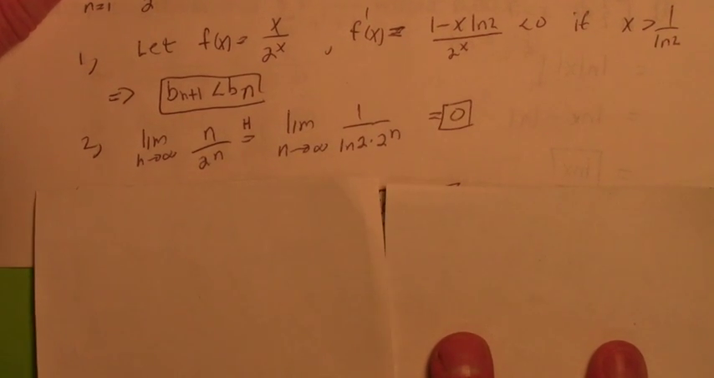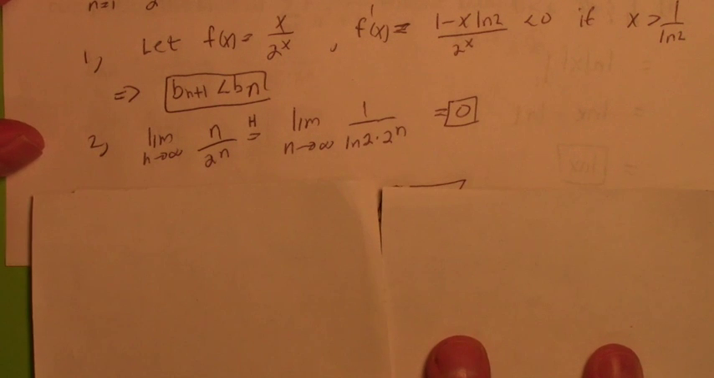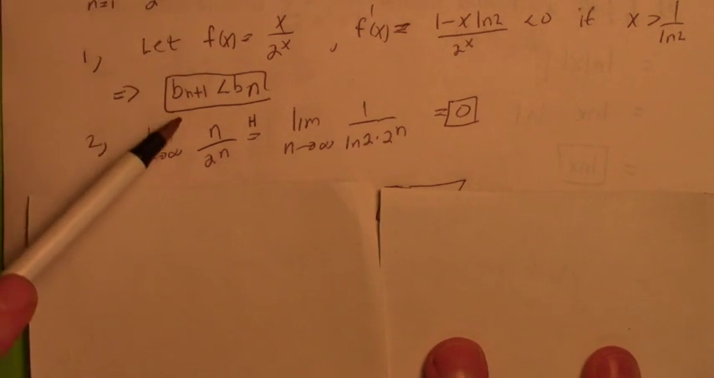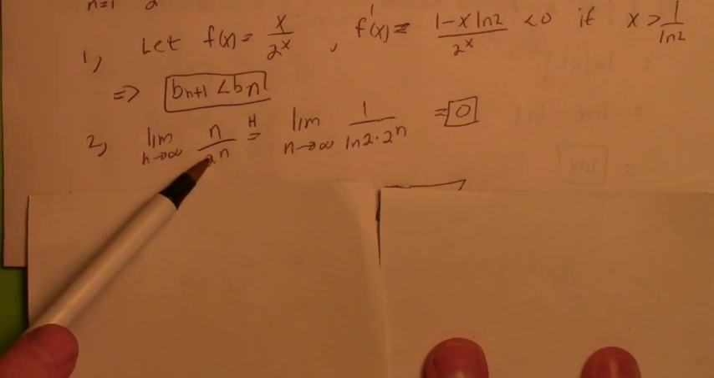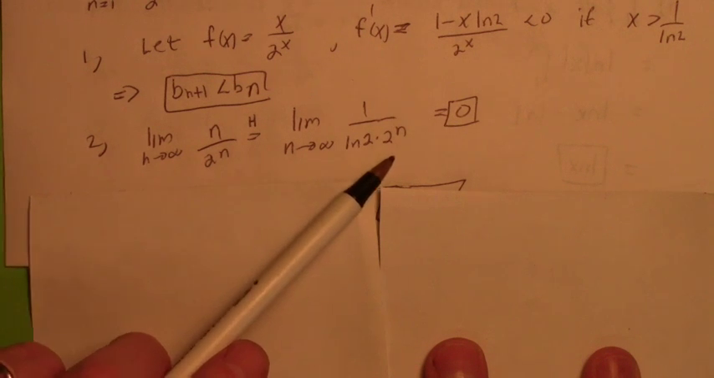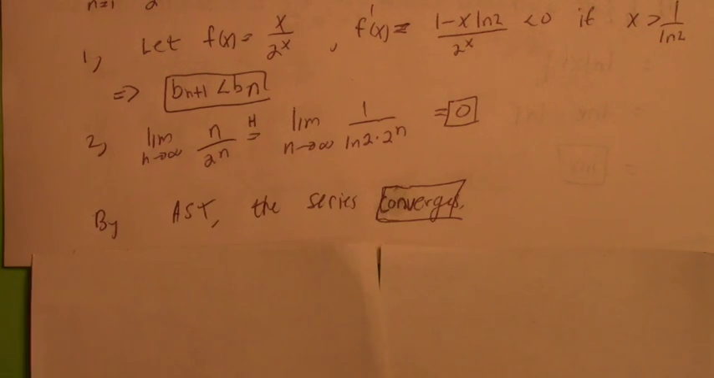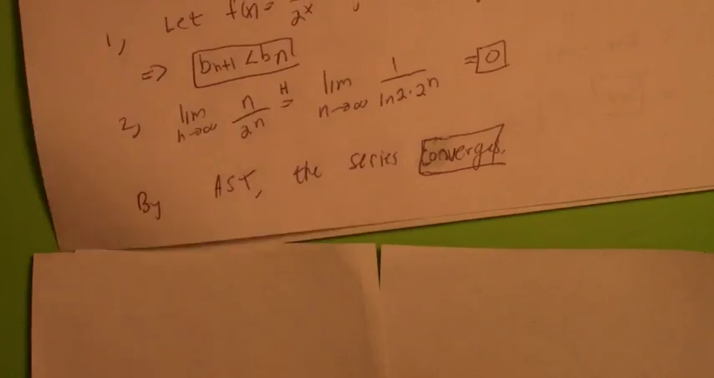Now, what is the limit as n goes to infinity of b sub n? I could apply L'Hopital's rule, and you get this, and then you can see that this is 0. So this series is also convergent by the alternating series test.